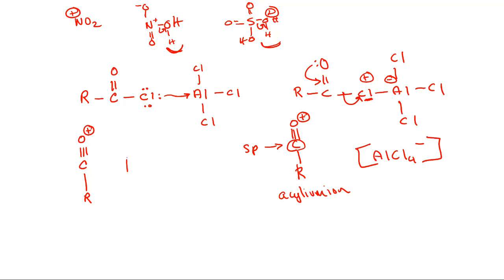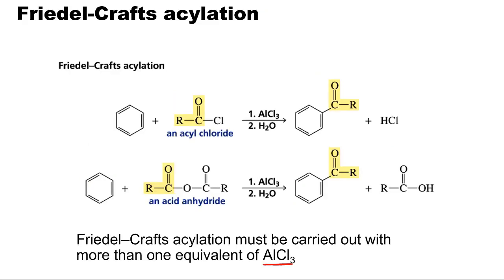So now we can react this with benzene. And this reaction can go like this. That forms the carbocation in the ring, and then the proton gets eliminated, and then you end up with your acyl substituted benzene ring. So that's essentially what's happening in the background.